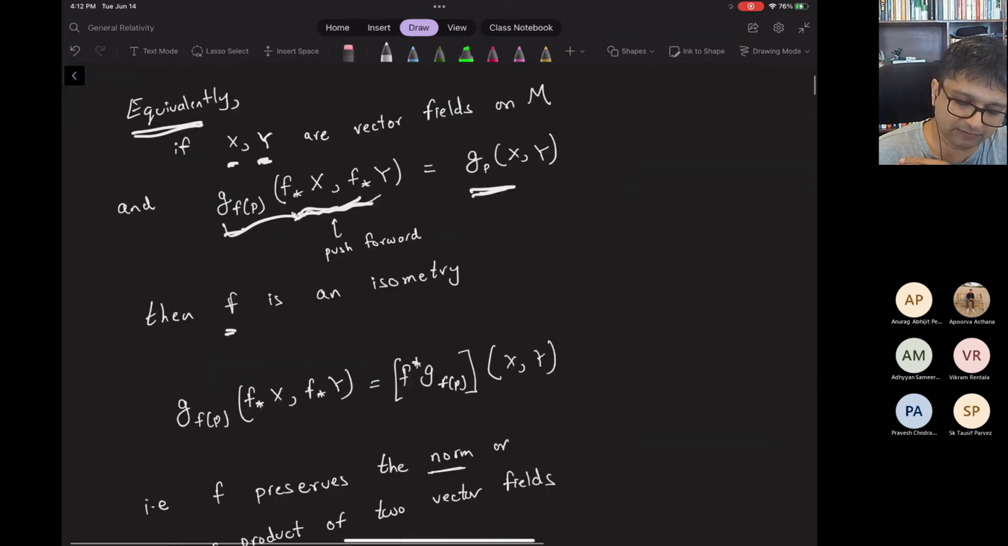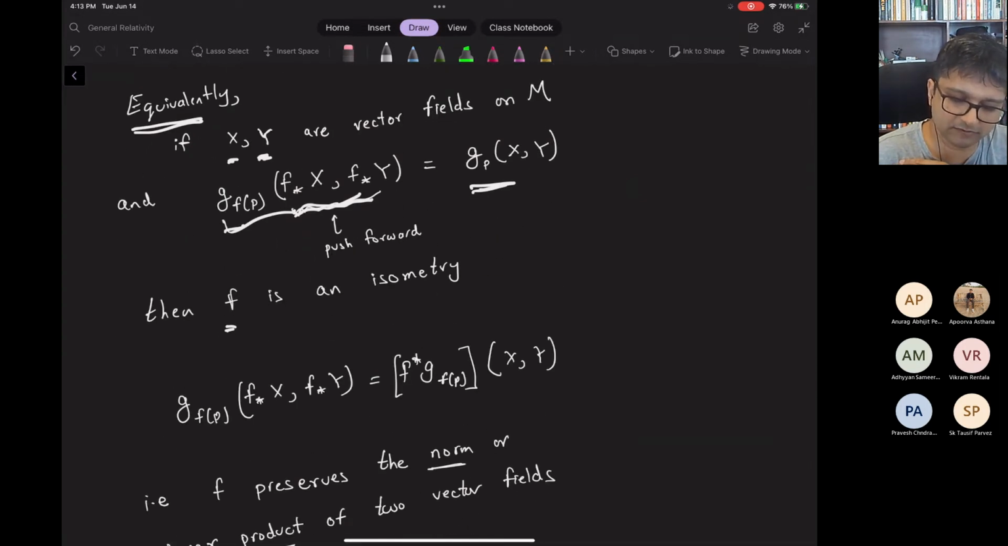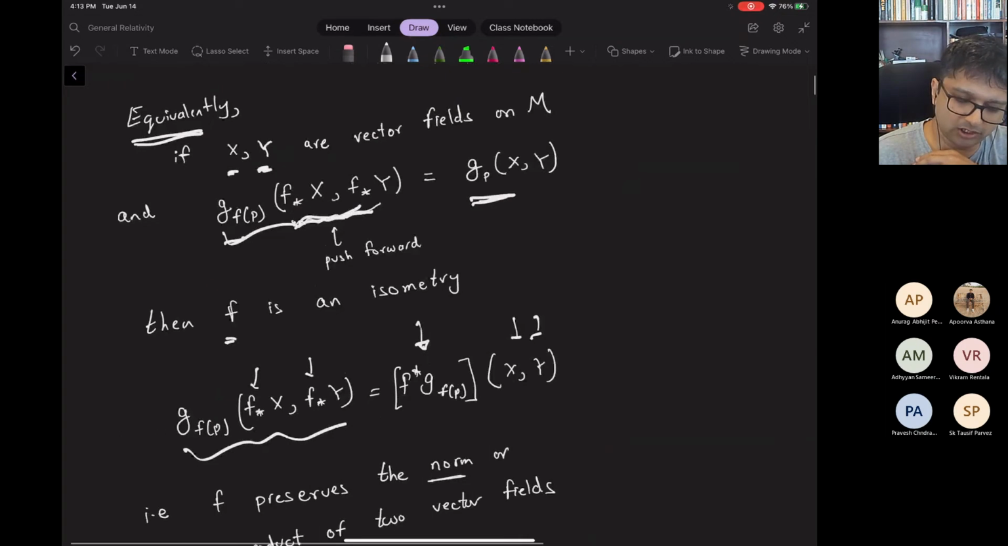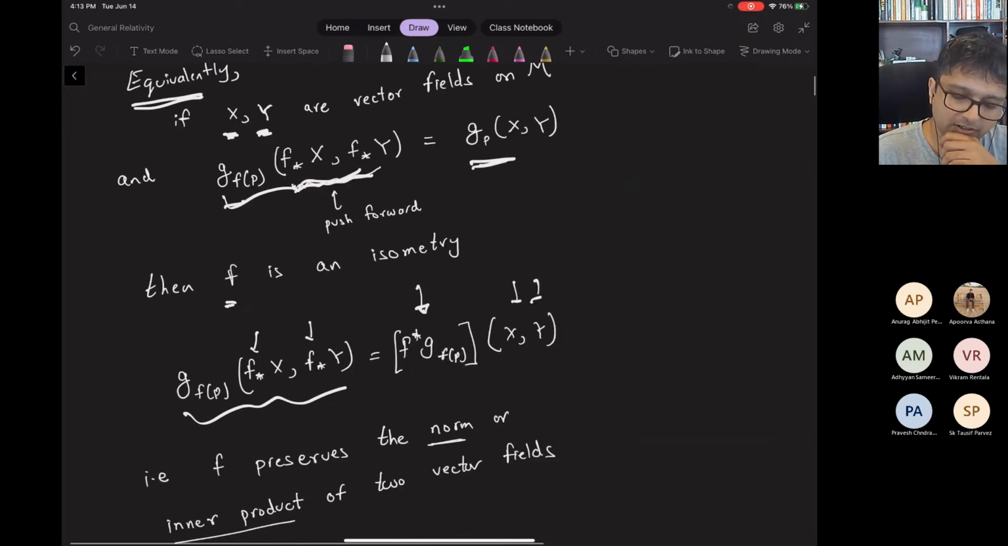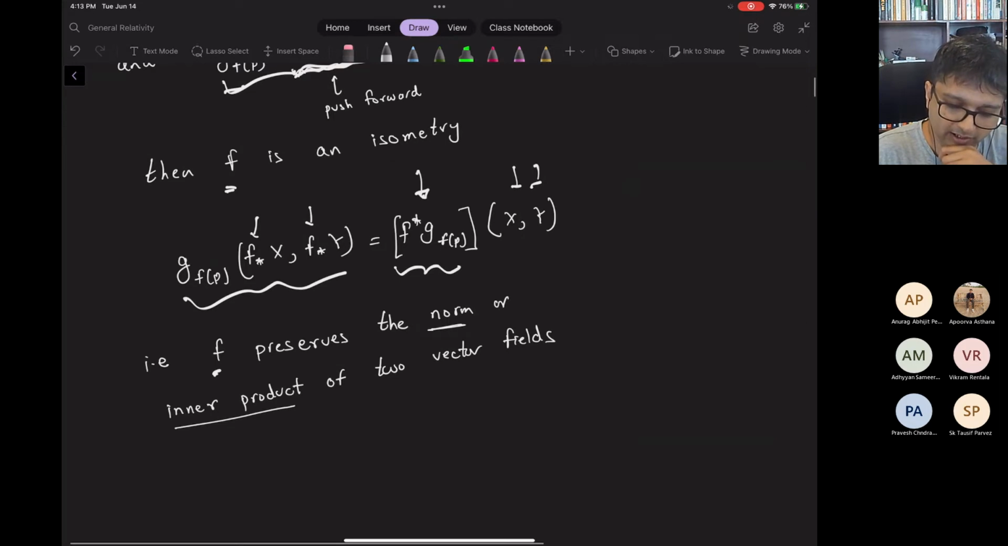You can show that the left-hand side, that is g at f of p acting on f star x, f star y, is the same as, instead of pushing forward x and y, we just pull back g and take the inner product on x, y. So it's an equivalent statement. If this is true for any arbitrary vector fields x, y, then basically what you're saying is that pulling back the metric g preserves the original metric, or in other words, f preserves the inner product of two vector fields.